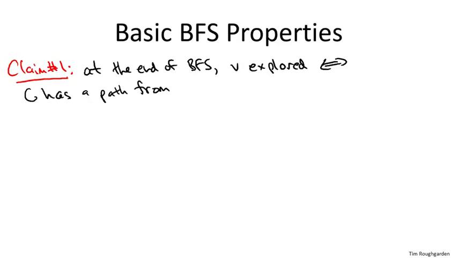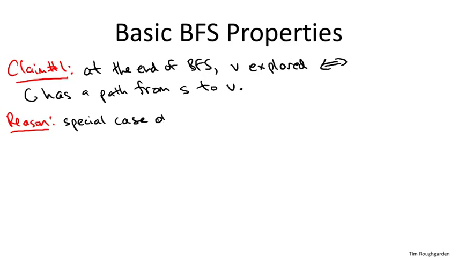Of course, in an undirected graph, we mean an undirected path from S to V, whereas in a directed graph, we mean a directed path from S to V. That means a path where every arc in the path gets traversed in the forward direction. So why is this true? Well, we basically prove this more generally for any graph search strategy of a certain form, of which breadth first search is one.